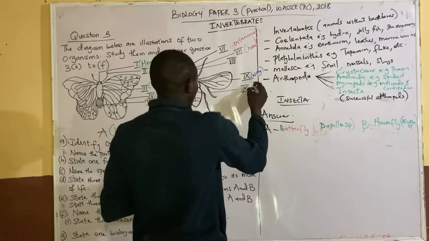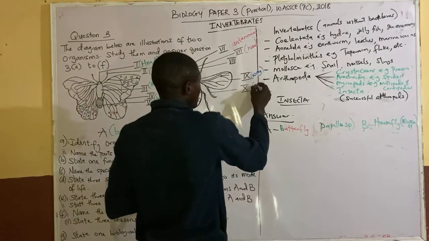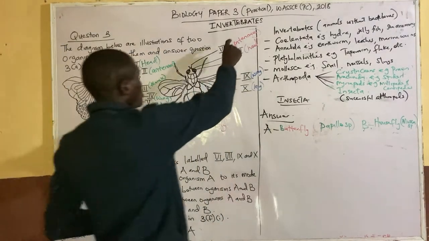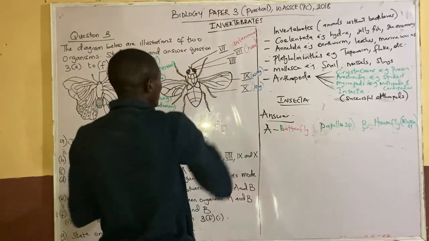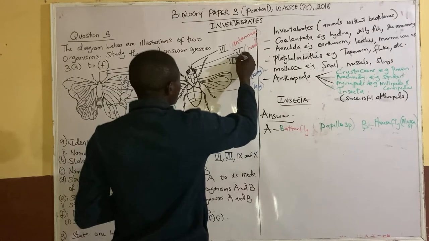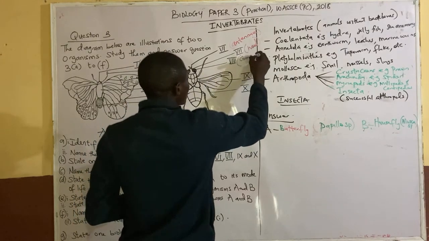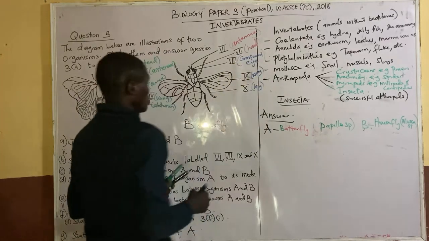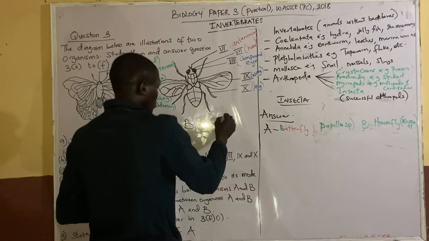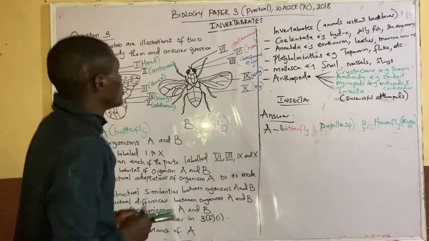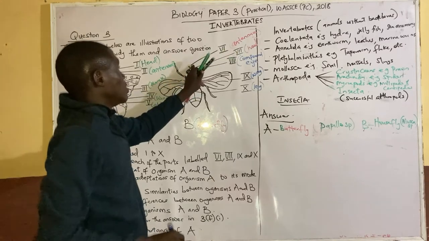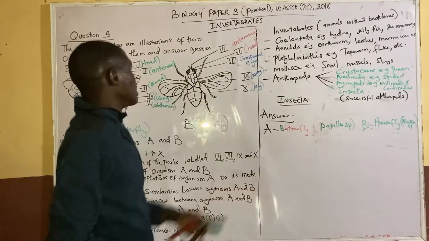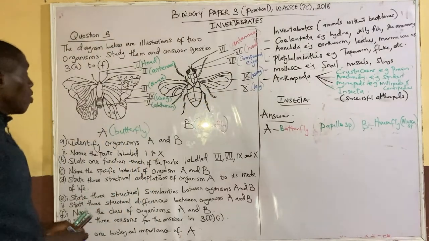We have the last one here. I have the leg, a pair of jointed legs. So you have the leg, the antennae, the head. This one is the compound eyes. So don't forget it is a housefly. Now these are the parts of it. You have the antennae, the head, the compound eyes, the wing, and the legs. These are the parts of the organism that we have just labeled.